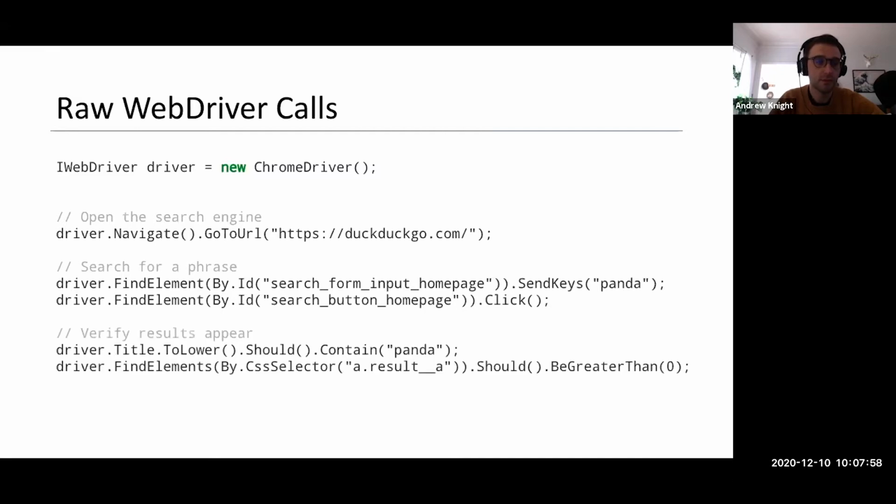The third step uses assertions to verify the contents of the page title and the existence of result links. Here, I'm using a C# library called Fluent Assertions, which lets you say Should().BeGreaterThan(0).